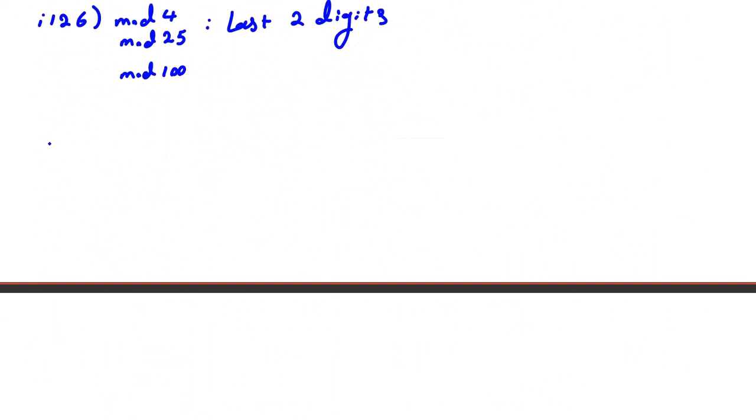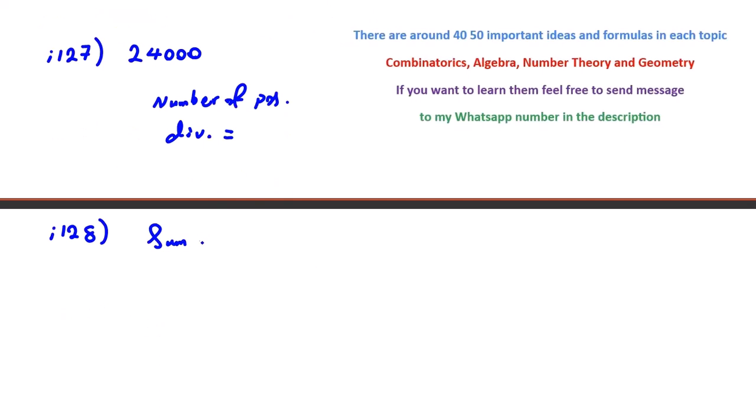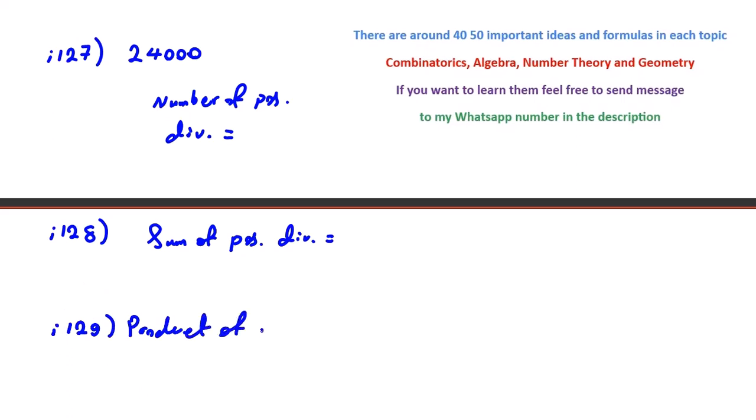Let me tell you something about divisors. 1 to 7, I tell you a problem. For example, suppose 24000. I want 3 things. Number of positive divisors. Next one, 1 to 8. Sum of positive divisors. And idea 1 to 9. Product of positive divisors. Okay. So try to answer these 3 questions first on your own.